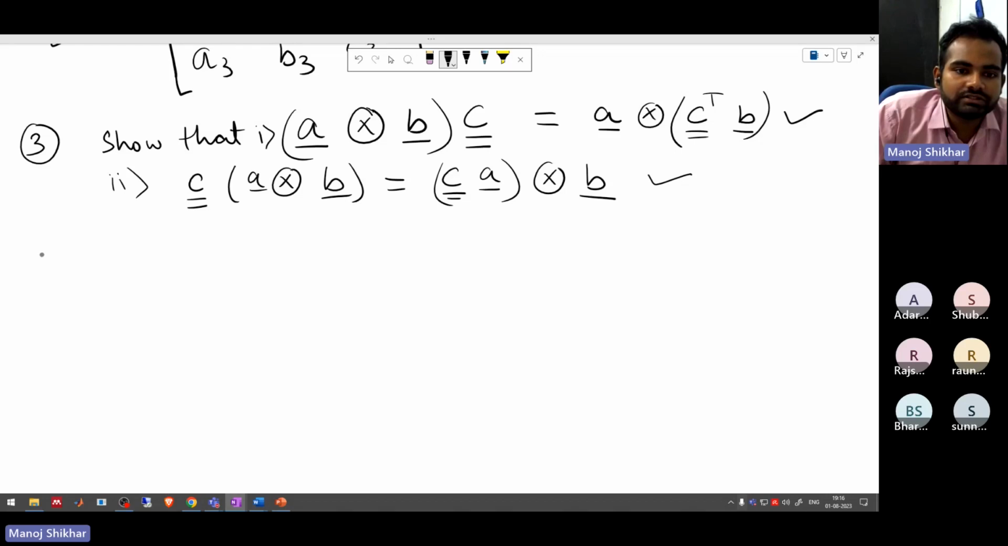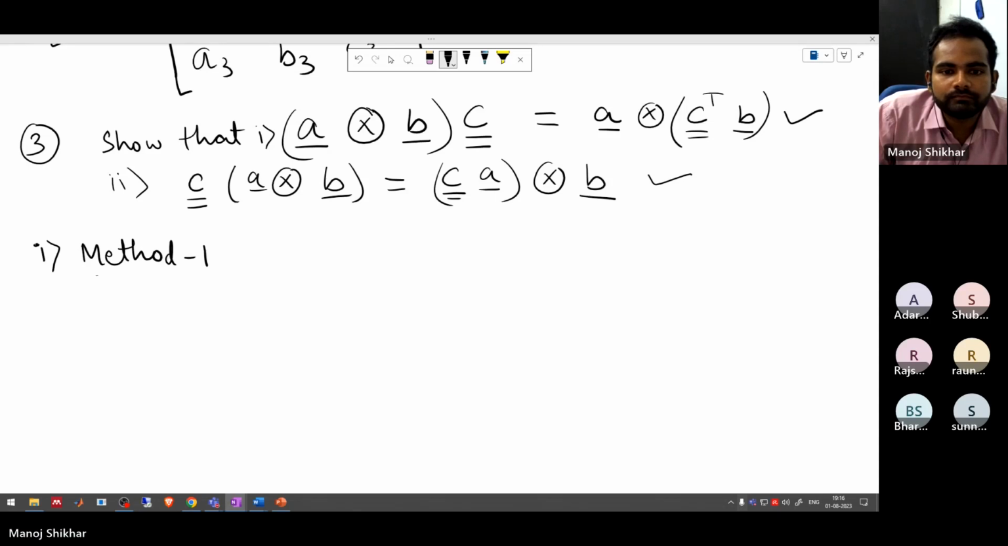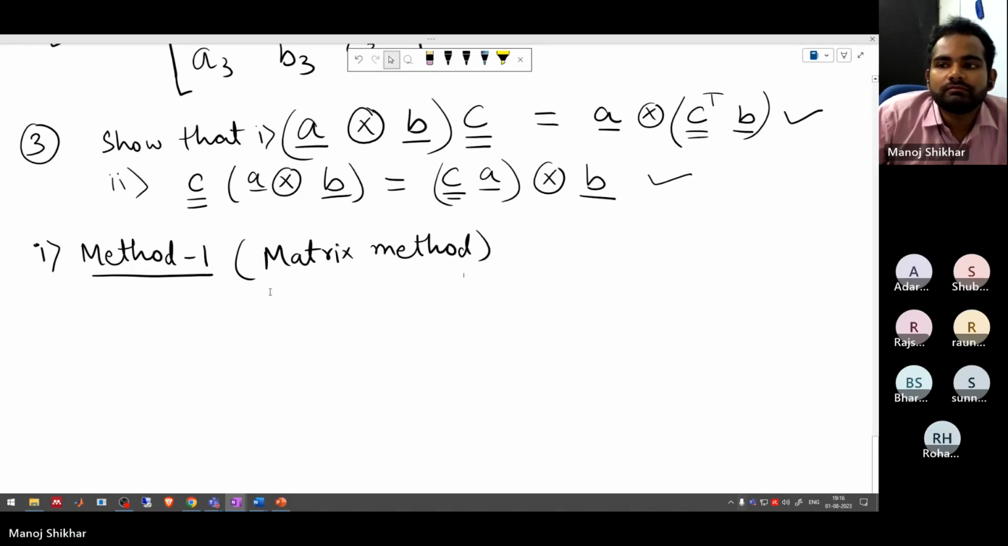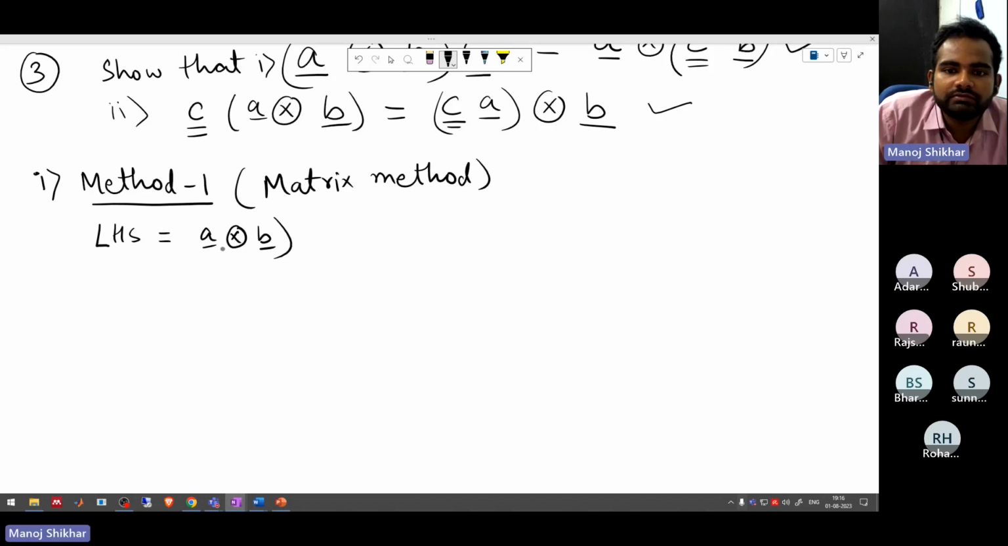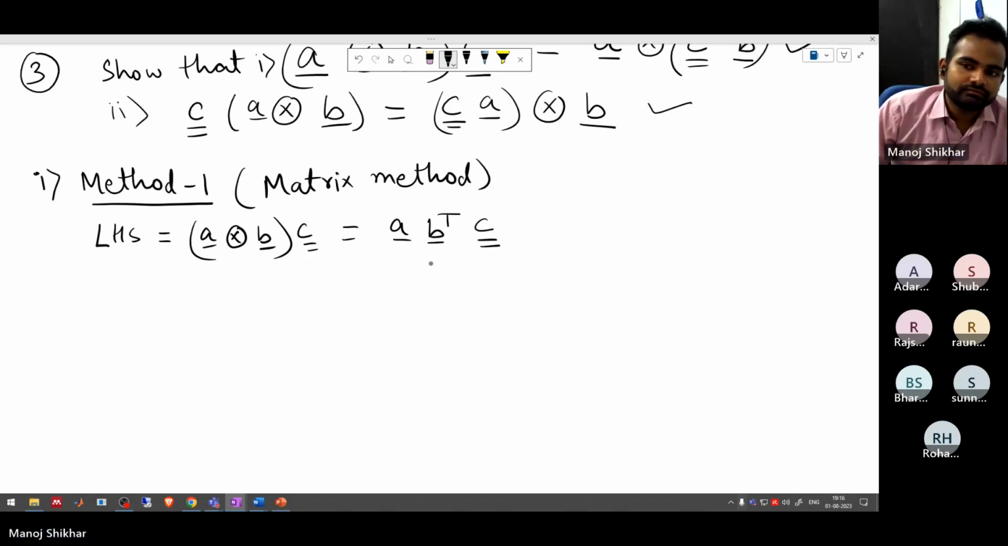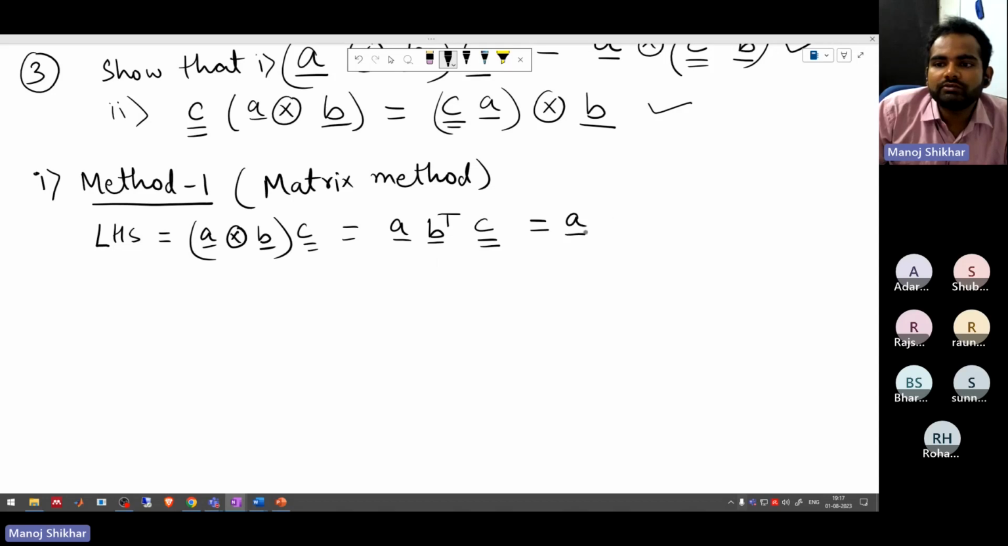Okay. So the first question, method 1, matrix method. So we take the LHS, let us assume. LHS will be A dyadic B into C. So in matrix form, what will be there? A B transpose into C. Right. Now, what can you do with this?